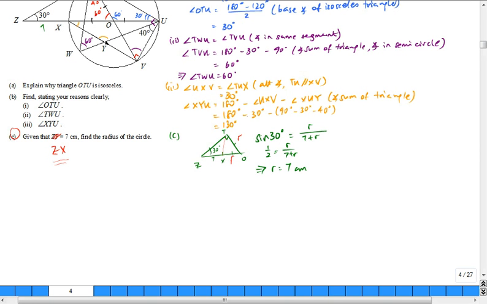If you can't see at the back, please move forward. Ikpin can see? Clear or not?